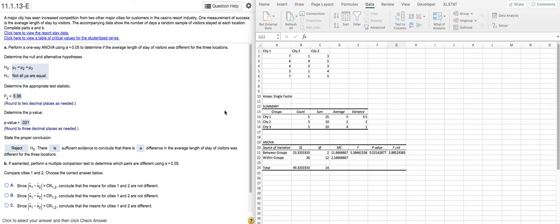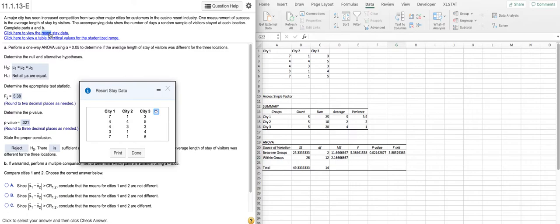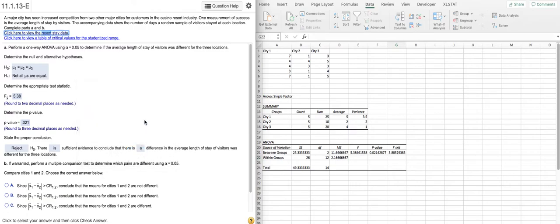This is problem 11.1.13, and we are working with three major cities in the casino resort industry. So we are looking to measure the average length of stay of visitors and see if there's a difference in the length of stay between the three. And so we have our data table here, which I've already put over into Excel.